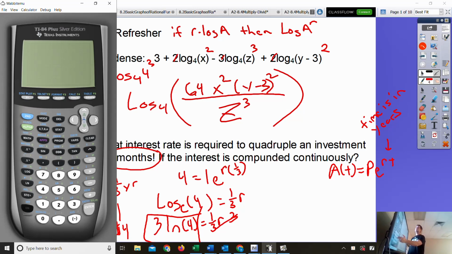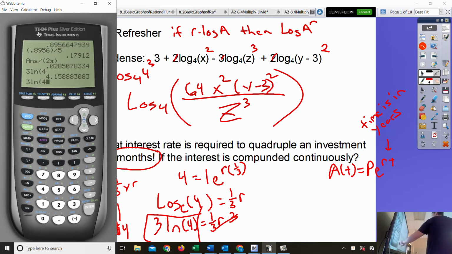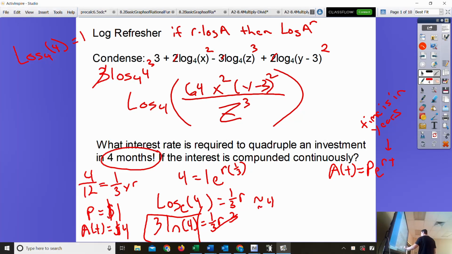These don't have color. There's some other little features the new ones have that some of y'all have discovered that I haven't talked about. But you can still type 3 ln 4. That's a decimal, 4.1589. What's that look like as a percentage? There you go, 415.89%. You got to move that decimal 2 positions. It's a pretty impressive rate of interest.